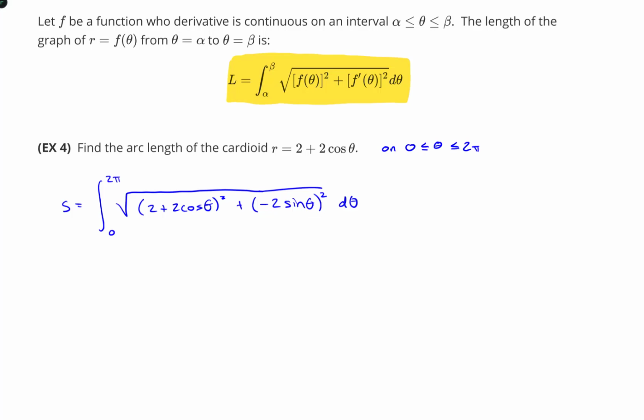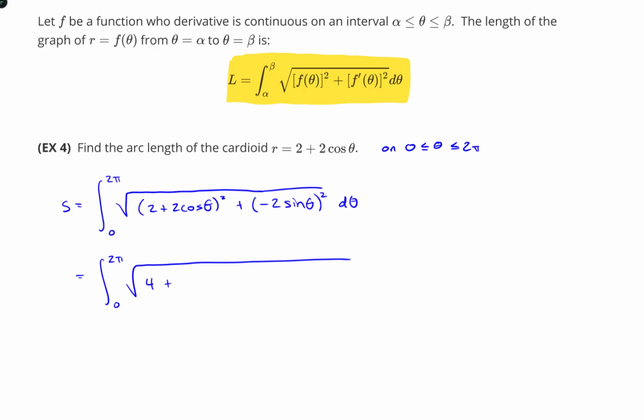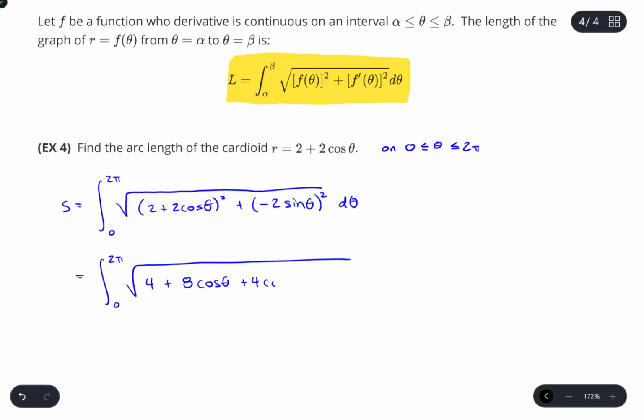So let's first expand 2 plus 2 cosine theta quantity squared and see what that does for us, see what we can get from there. So squaring that out, I would have 4 plus 2 times 2 times 2 cosine theta, so that would be 8 cosine theta. And the square of the second would be 4 cosine squared theta. And the last part here, I can square negative 2 sine theta and make it positive 4 sine squared theta.